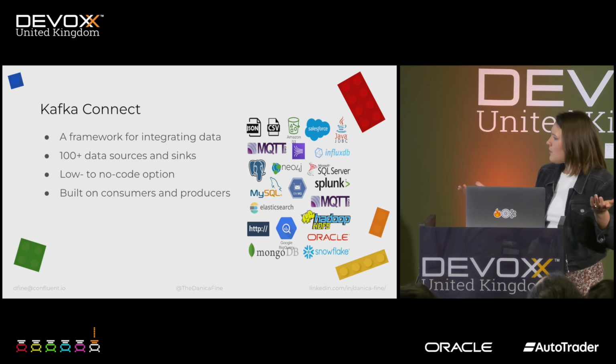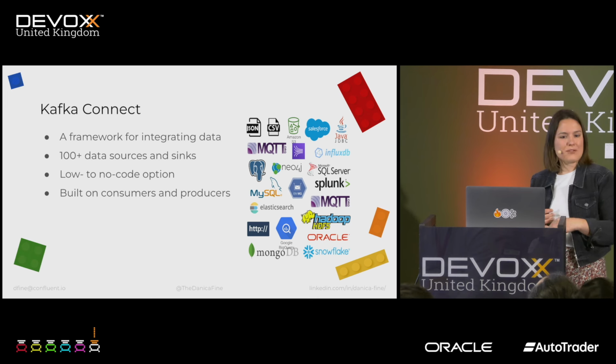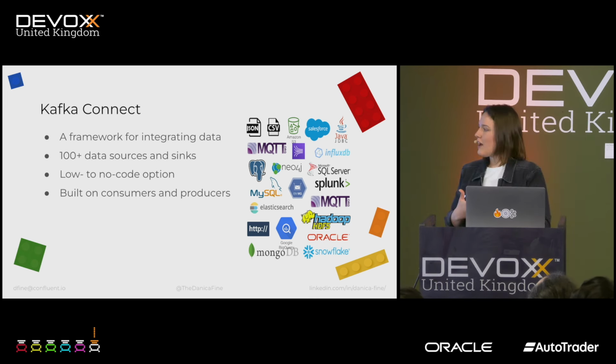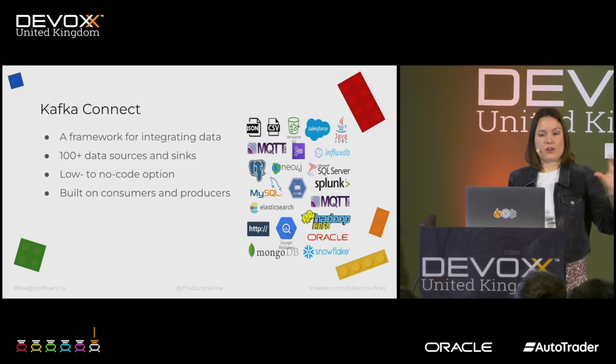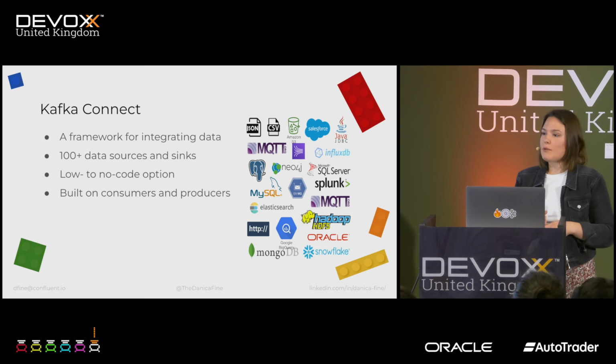And how does Connect do this? Well, it's just built on the consumers and producers that we just talked about, right? All of it's built on top of that. Kafka source connectors are going to read data from your databases, and they're going to use a producer to write that data into your Kafka topics. On the sink side of things, we're going to use consumers to consume data from the Kafka topics and write it out into your sinks.